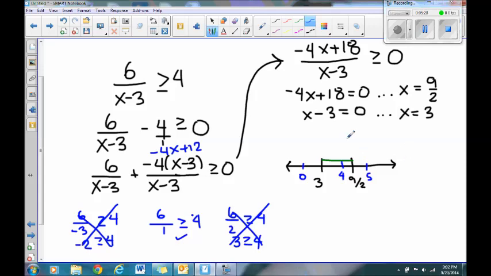The next thing I want to do is figure out what marks to put at the 3 and at the 4.5. I want you to pause the video for a minute and think about what you would put there.